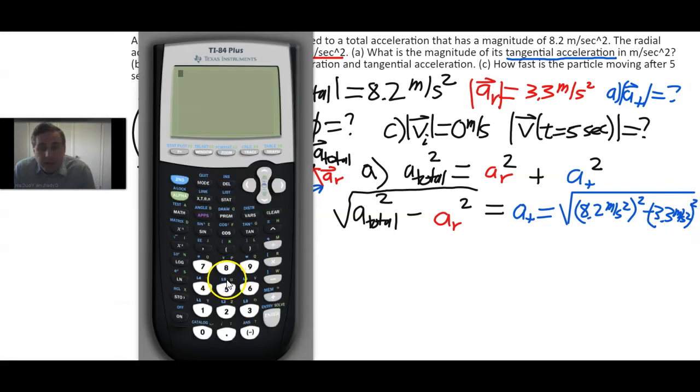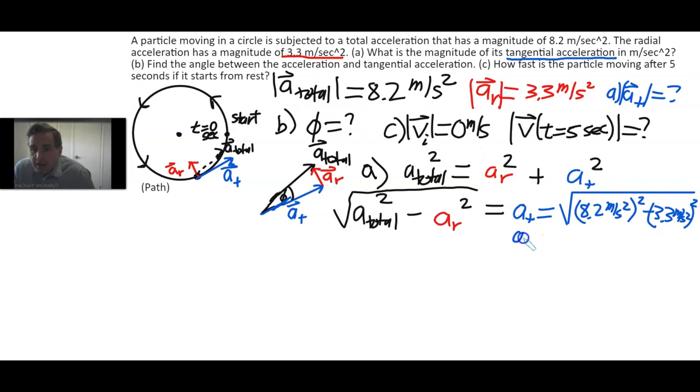Okay, so now the calculation. So let's type in the square root of 8.2 squared minus 3.3 squared. So that should be about 7.51 rounded to 3 significant digits or so. And we can probably just leave it as 7.5 because I think that we were only given 2 significant digits. Okay, so let us write this down. So AT is approximately 7.5 meters per second squared.